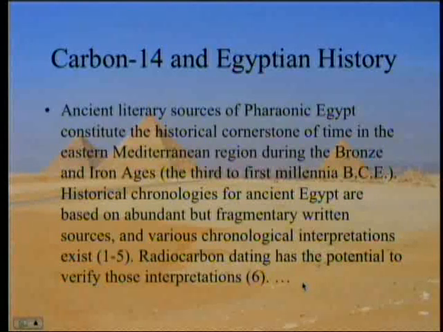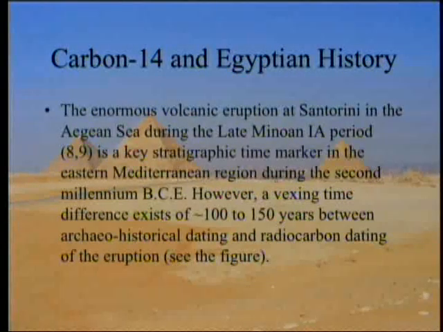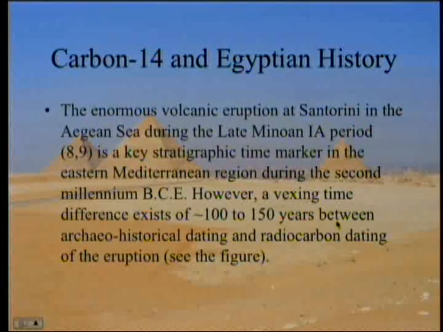Yes, it does. And then he goes on to discuss Bronk Ramsey's article and stuff. And the enormous volcanic eruption in Santorini in the Aegean Sea during the late Minoan 1A period is a key stratigraphic time marker in the eastern Mediterranean region during the second millennium BCE. Because you have Santorini stuff and it comes at a certain point in your archaeological excavation. Oh, here's the ash from Santorini. And so obviously that fell everywhere at the same time. That makes it easy. But a vexing time difference exists of 100 to 150 years between archaeohistorical dating and radiocarbon dating of the eruption. And we're going to see that figure in just a minute.